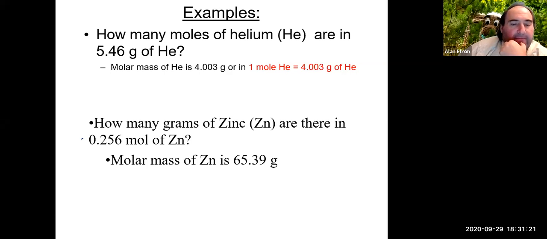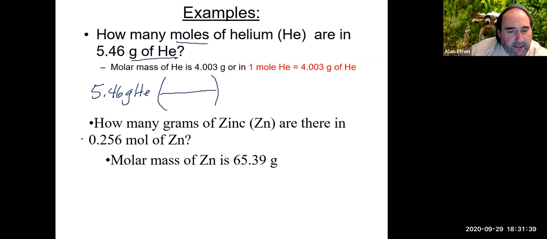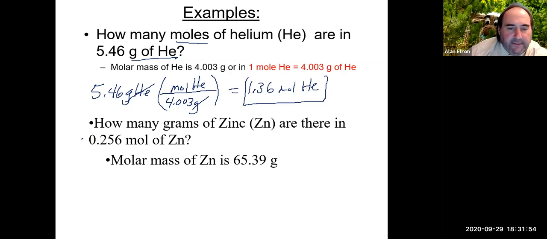Okay, so let's take a look at the first one. Again, we have grams given to us. We're looking for moles, so no need to use Avogadro's number here. So it is going to be the molar mass from the periodic table. So 5.46 grams of helium, using our molar mass really as a conversion factor. We're essentially dividing by our molar mass. Grams will cancel out here, and we will end up with 1.36 moles of helium in this particular case.